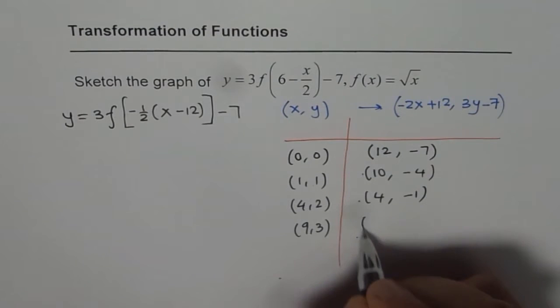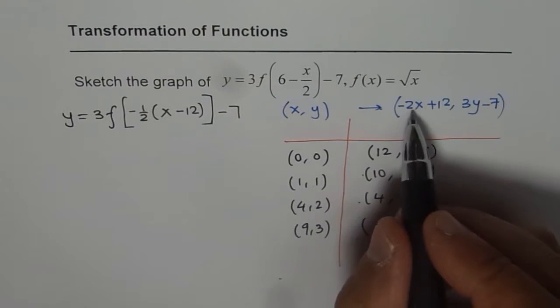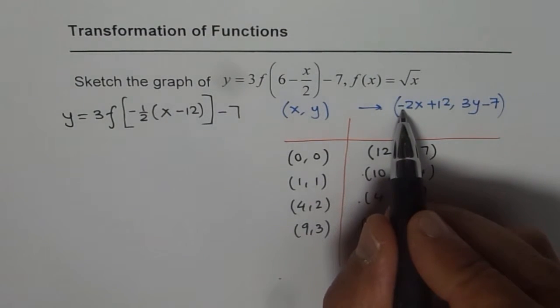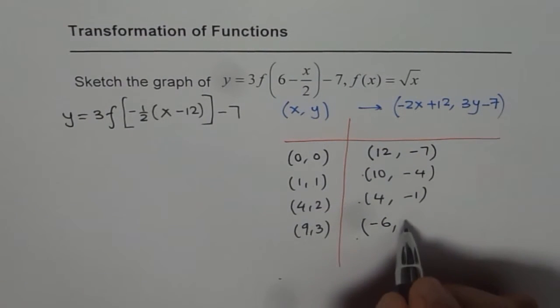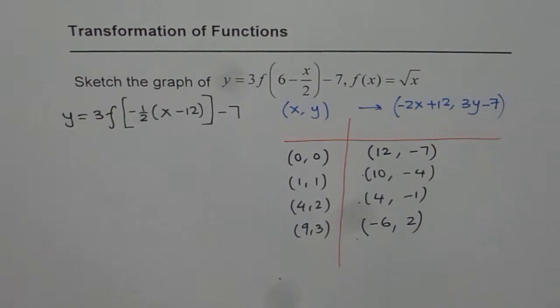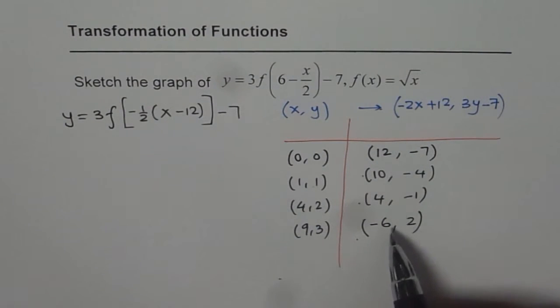So let me calculate the last one also. 9 times 2 is 18 with a negative sign, so we get minus 6. And 3 times 3 is 9, so we get 2. So we get these transformed points. And now on graph paper, if you put these points, it's very easy to sketch, right? So that's a good way of doing it.